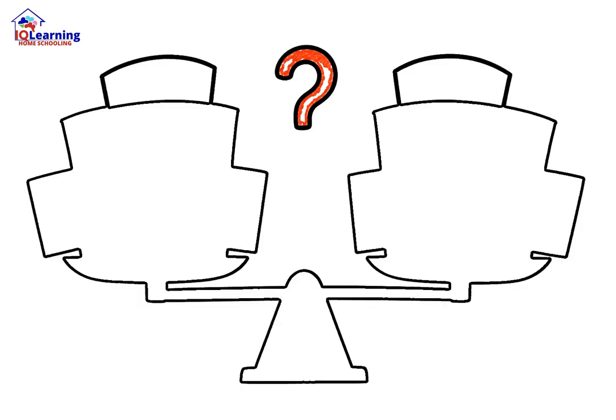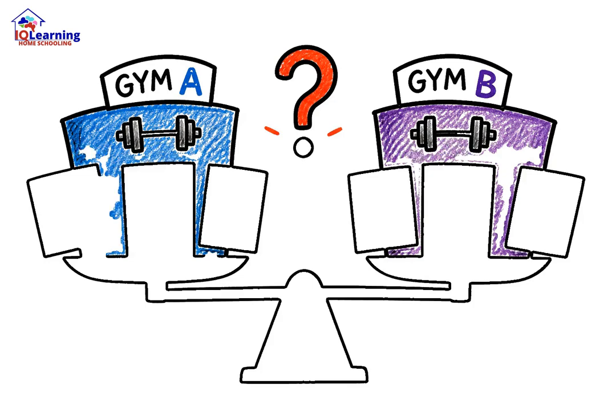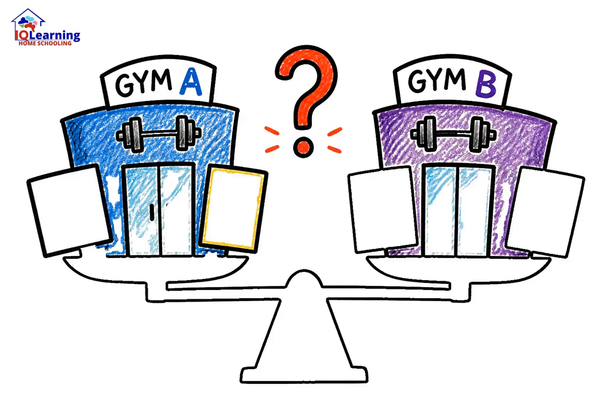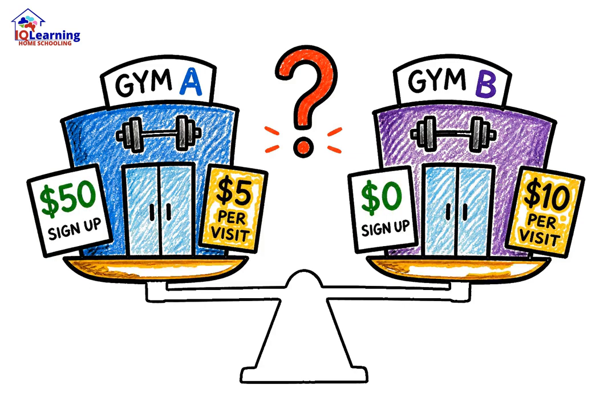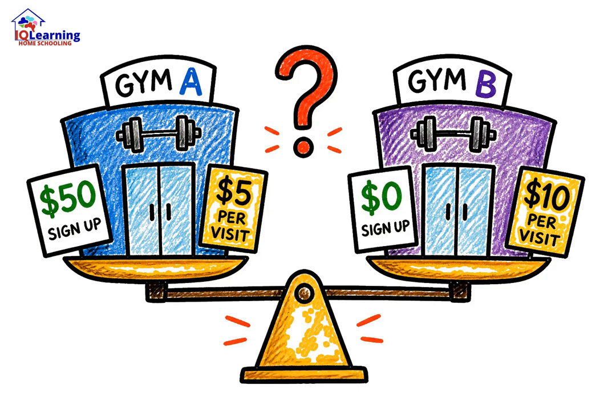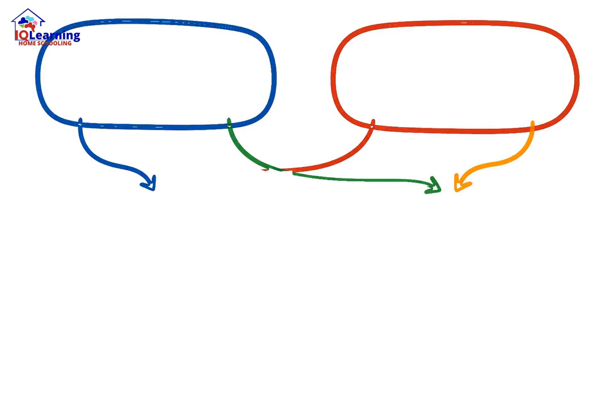Which gym is a better deal? The one with a $50 sign-up fee plus $5 per visit, or the one with no fee but $10 per visit? You could guess and test, or you could use algebra to find the exact break-even point. This is the power of solving equations where the variable is on both sides.